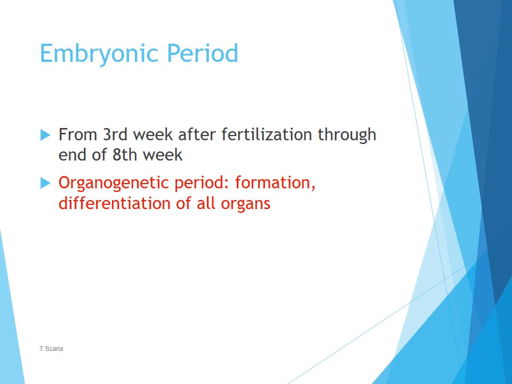The next stage is embryonic period. It is the period from 3rd week after fertilization through end of 8th week. And it is also called organogenetic period, that is the formation and differentiation of all organs occurs during this time. The more discussion on week-wise development and changes that happen during embryonic period is given in my lecture note. It is very easy to understand. Also, it is available in your textbook.